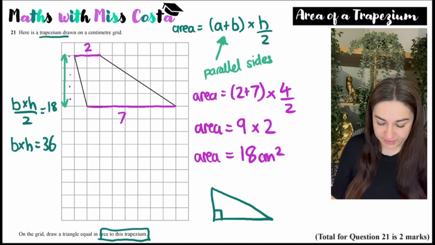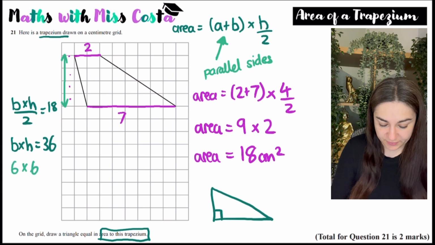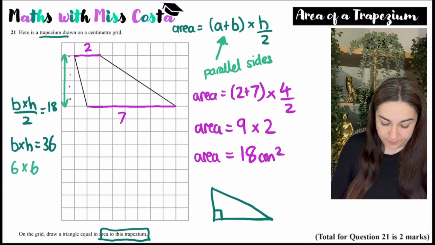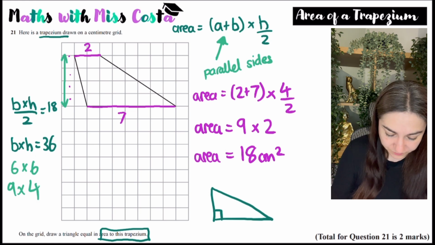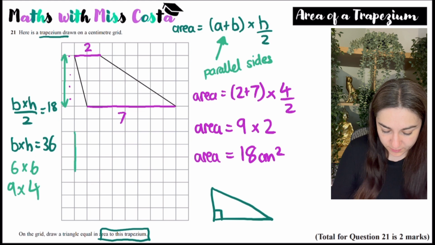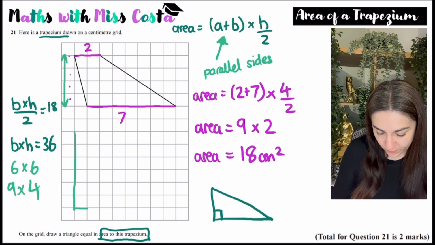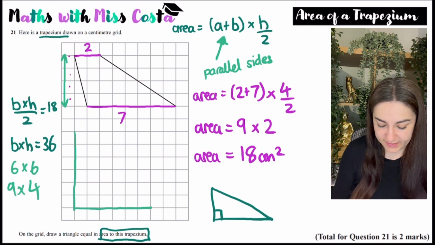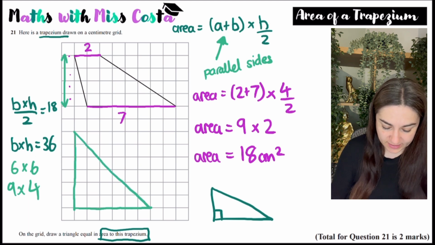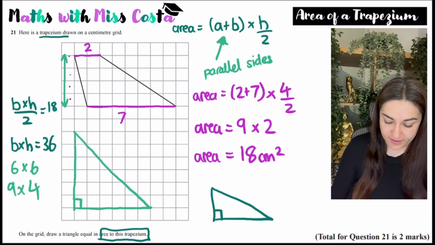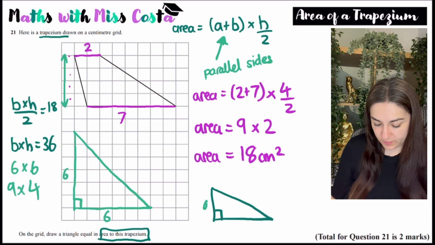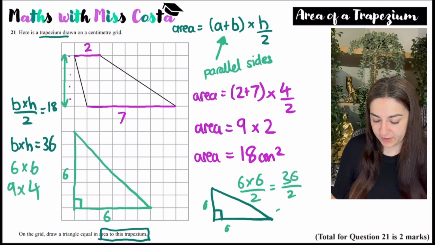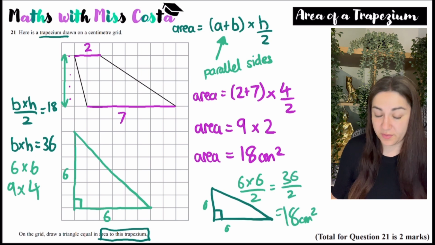So 36, let's just think of 2 factors of 36. You could do a 6 by 6 triangle. You could do a 9 by 4 triangle. Any 2 numbers that multiply to make 36. So let's just draw that. We've got 1, 2, 3, 4, 5, 6. And then 1, 2, 3, 4, 5, 6 here. Join them together and you've got a triangle equal in area to the trapezium. Because how would you work out the area of the triangle? You do base times height divided by 2. 6 times 6 is 36, divided by 2 is 18. So they both have that area.